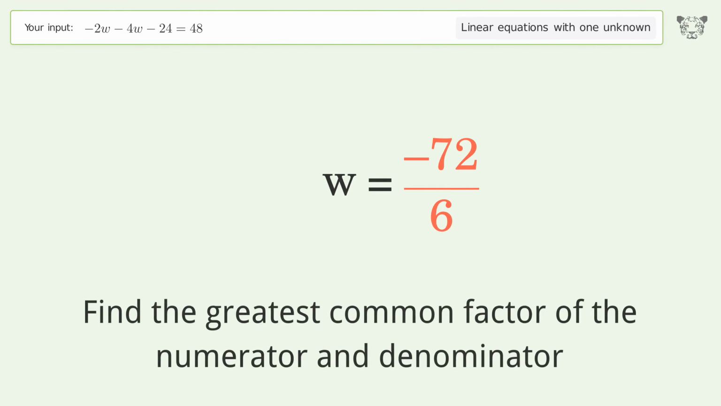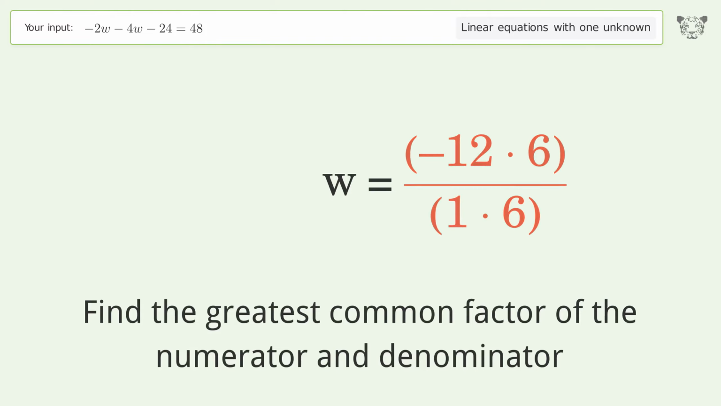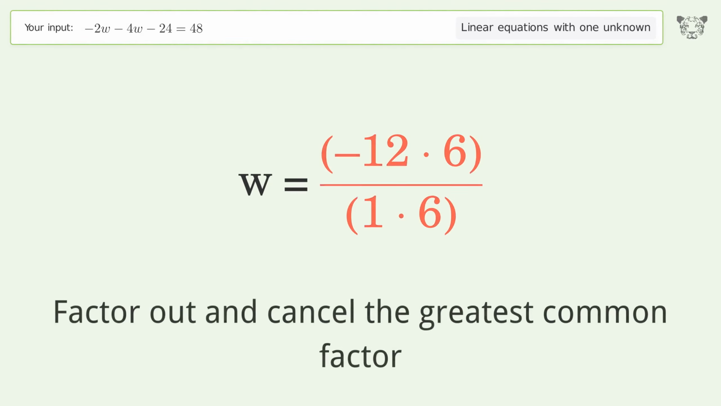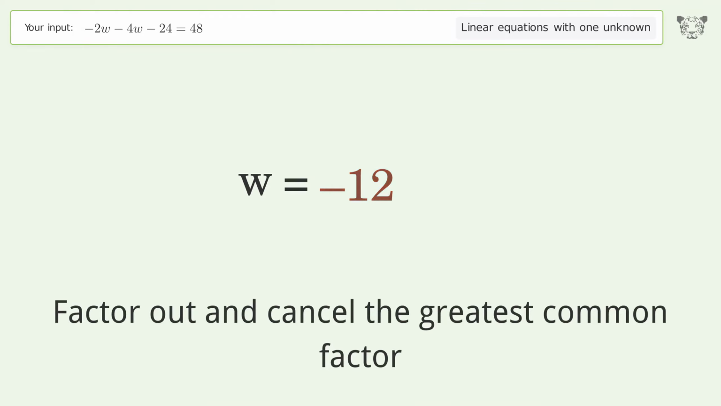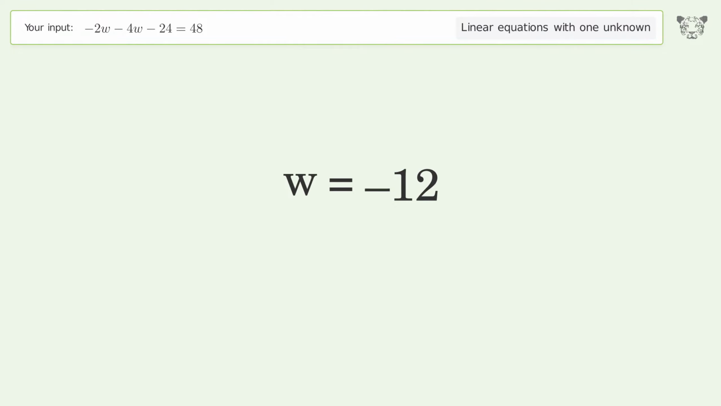Find the greatest common factor of the numerator and denominator. Factor out and cancel the greatest common factor. And so the final result is w equals -12.